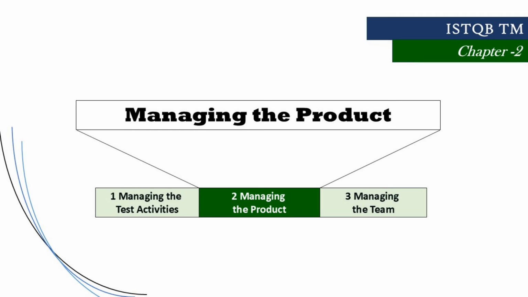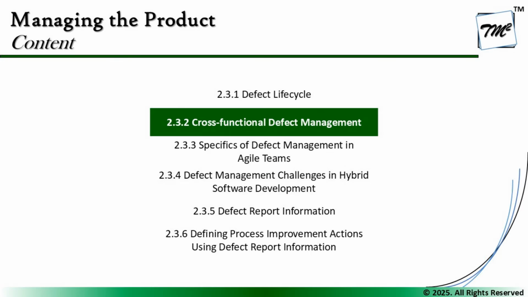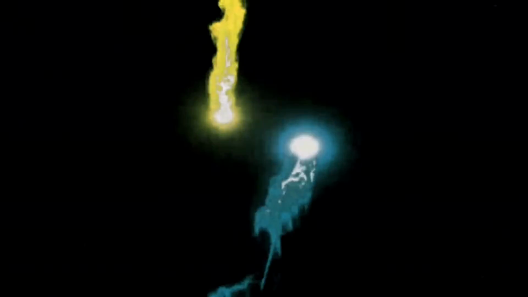Welcome back to another tutorial on ISTQB Advanced Level Test Management Certification. We are in chapter 2 talking about managing the product and continuing with our same segment, that is 2.3, defect management. Today we shall be jumping on to the next subsegment, that is 2.3.2, Cross Functional Defect Management. Here we'll try to understand how cross-functional teams work together to manage a defect, and it's not just the responsibility of the testing team.